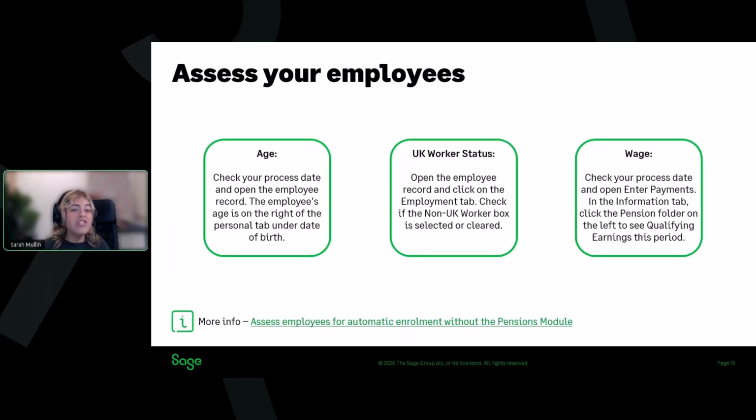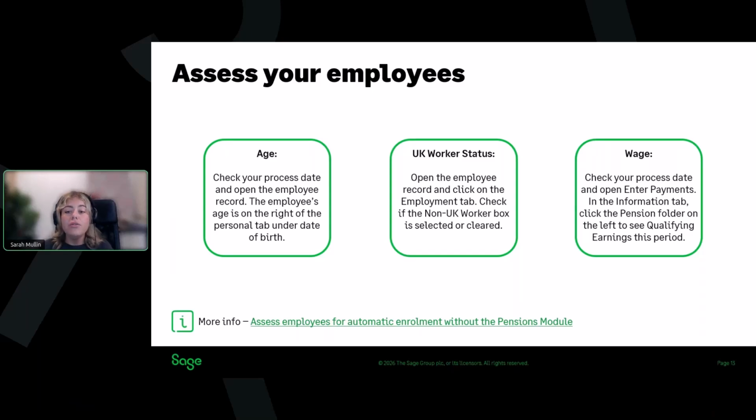So a few things to check if you are going down the manual assessment route. Three key things. So first up is age. An easy way is to find this in the employee's record on the personal tab. It's just over on the right hand side. Now, top tip here, just use your process date. So if you set your process date to whenever your next pay date is, then check the personal tab. It's going to tell you their age at the time of payment, which is what you'll need to factor in.